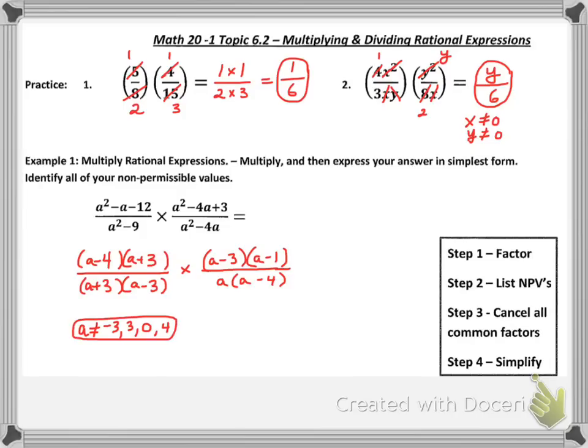Now we're going to start canceling. We have an a minus 4 on the top with an a minus 4 on the bottom. I have an a minus 3 on the bottom with an a minus 3 on the top. Now I'm left with an a plus 3 on the bottom and an a plus 3 on the top. Nothing else can cancel, so my final answer is just going to be a minus 1 over 1a.